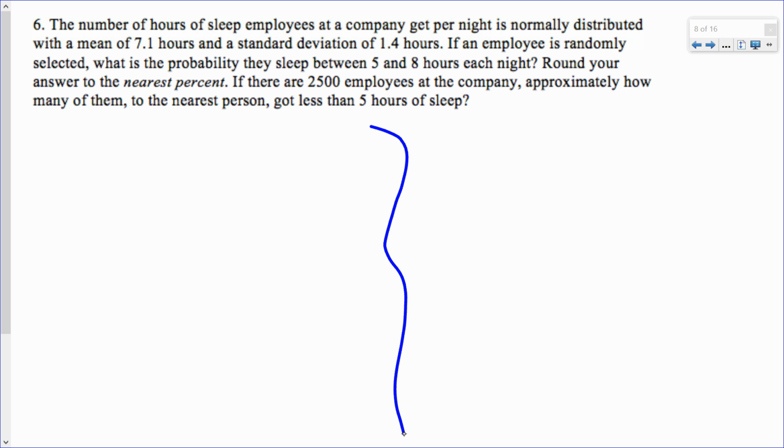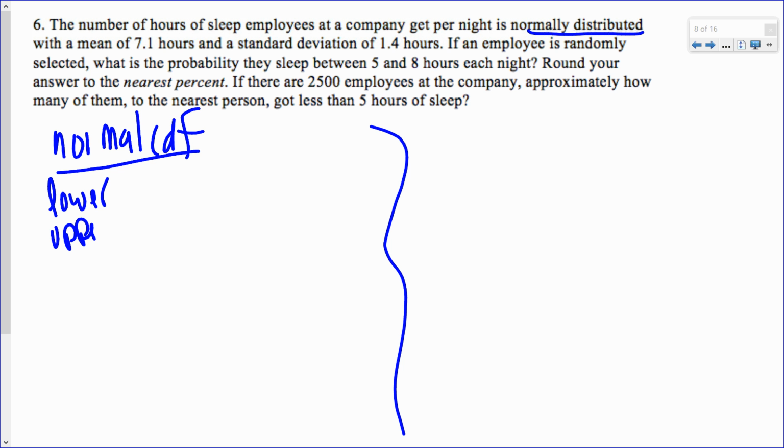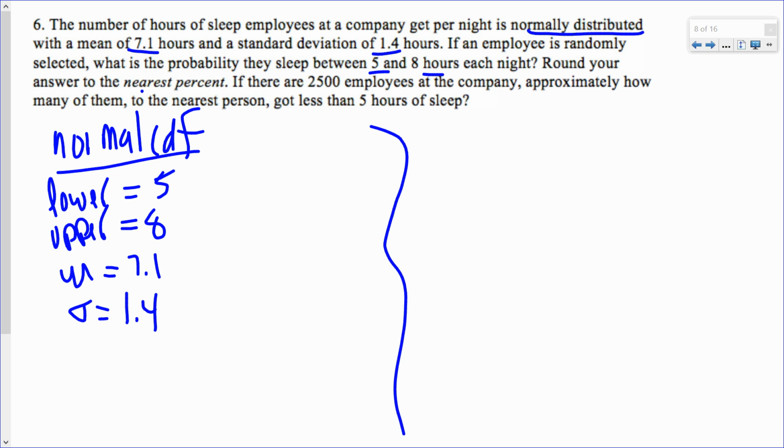All right, let's see if you've mastered normal distribution. The number of hours of sleep employees at a company get per night is normally distributed. So when I see normally distributed, normal CDF. Lower, upper, mu, sigma. Mean is 7.1. Standard deviation is 1.4. What is the probability they sleep between 5 and 8 hours each night? So my lower is 5, my upper is 8, and it wants the answer as a percent.